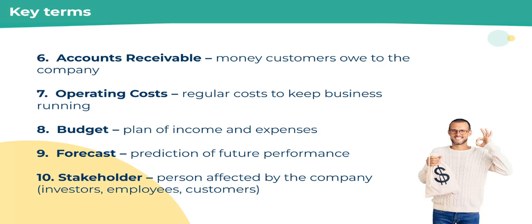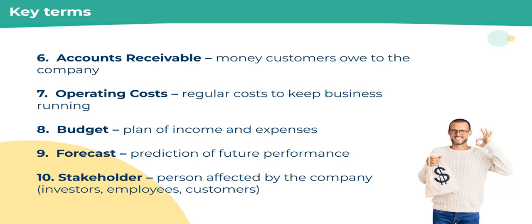Number 8, budget. So a budget relates to a plan of income and expenses. What do we plan to receive and what do we plan to pay? Of course, a budget is a vital part of any successful business. Number 9, a forecast. Okay, so this relates to the future. We use a forecast to predict future performance. Of course, we need realistic forecasts in order to be sustainable.